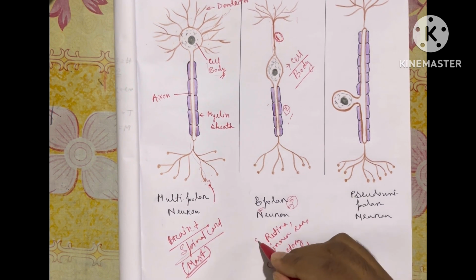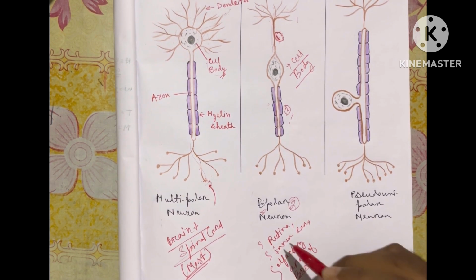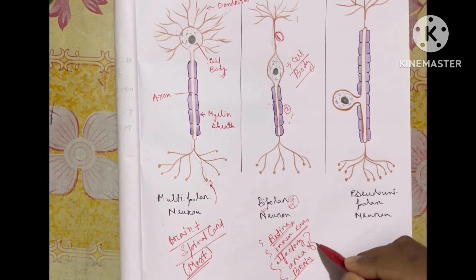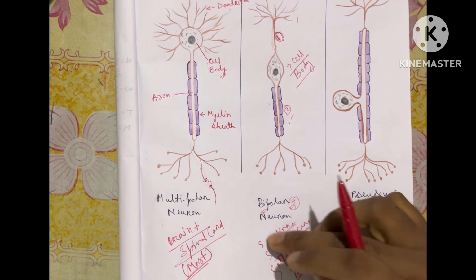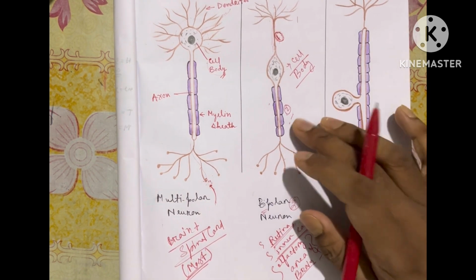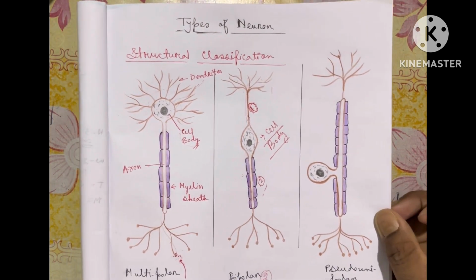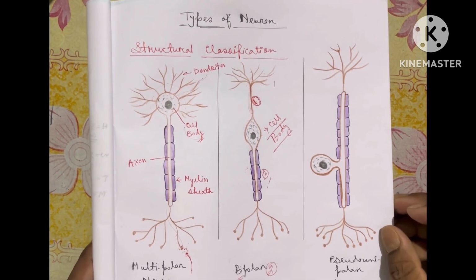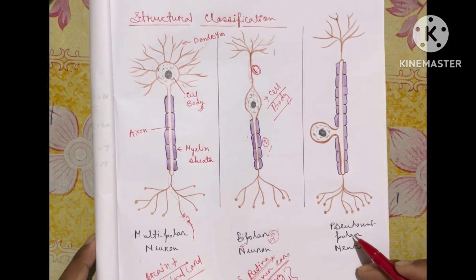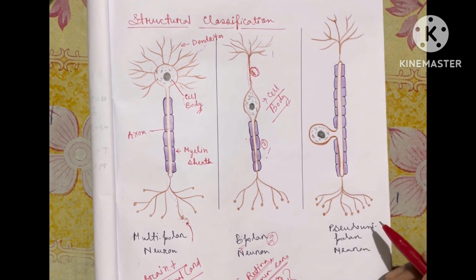This is 1, 2, 3. So this is retina, inner ear, and olfactory area of brain. This is the three primary locations of these kind of bipolar neurons. So next, another one, that is your pseudounipolar neuron. So what is a pseudounipolar neuron?